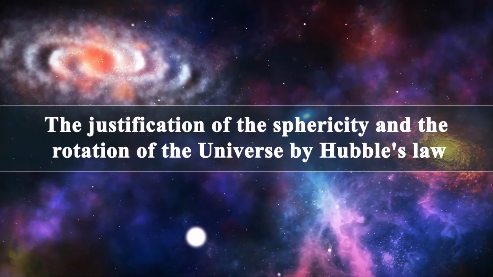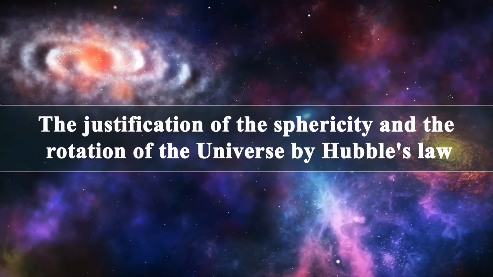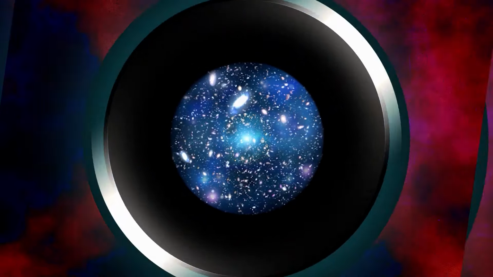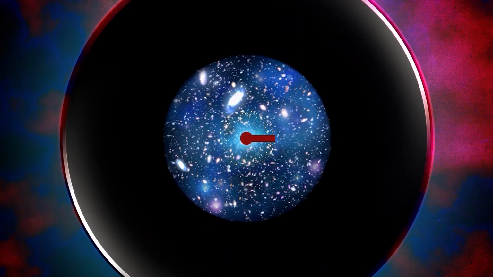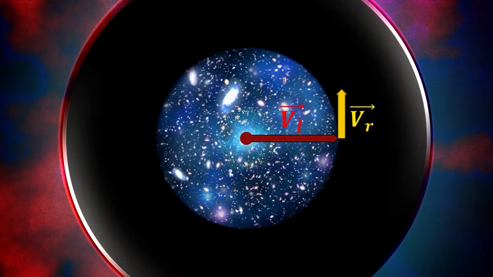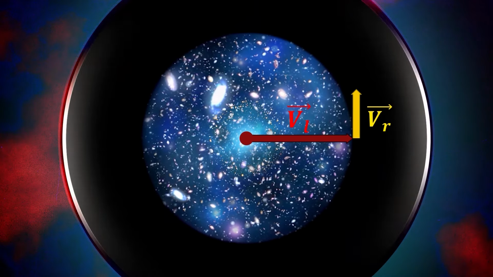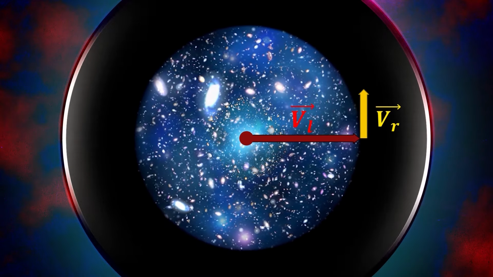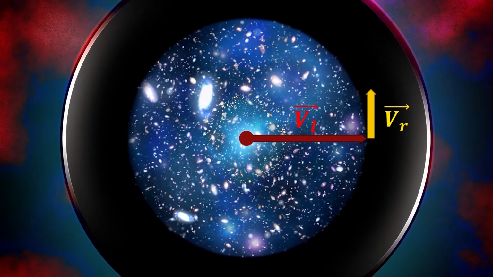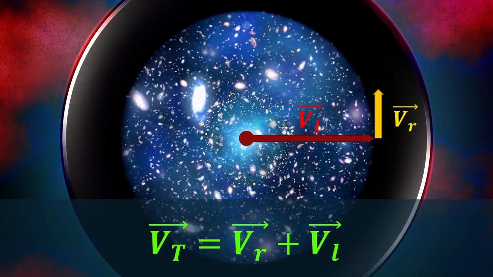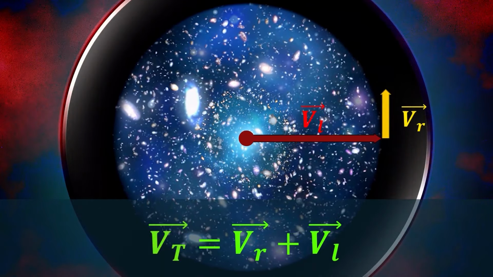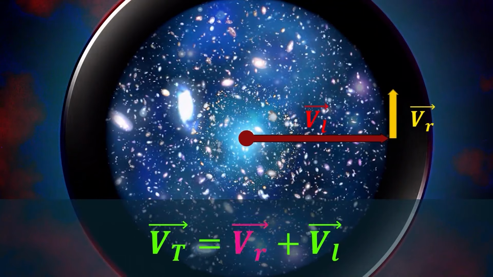The justification of the sphericity and the rotation of the universe by Hubble's law. We assume that the universe is spherical and revolves, so its velocity equations can be written as follows. Total velocity of the universe is equal to linear velocity plus rotational velocity.